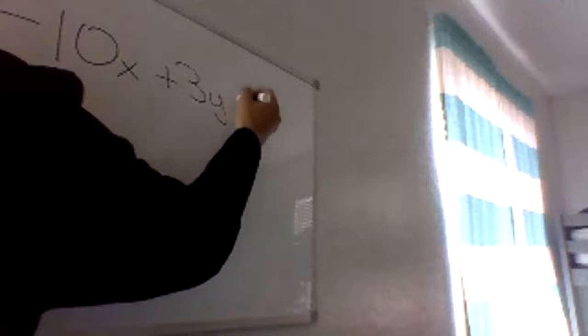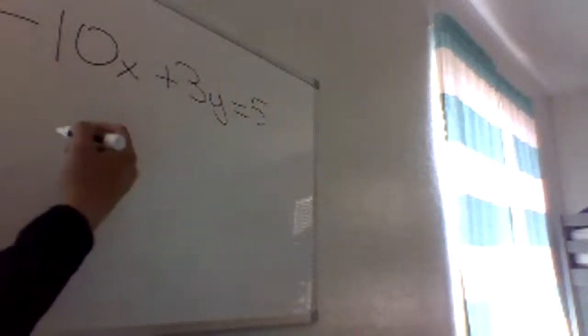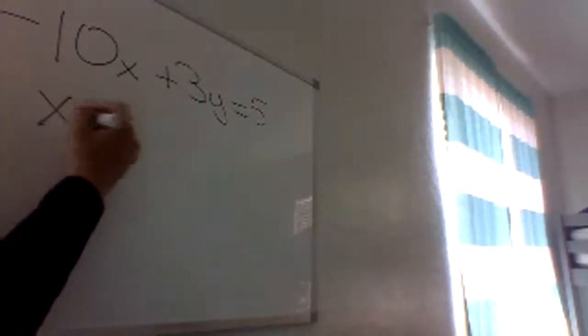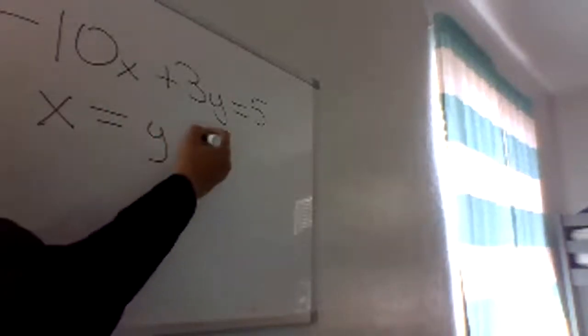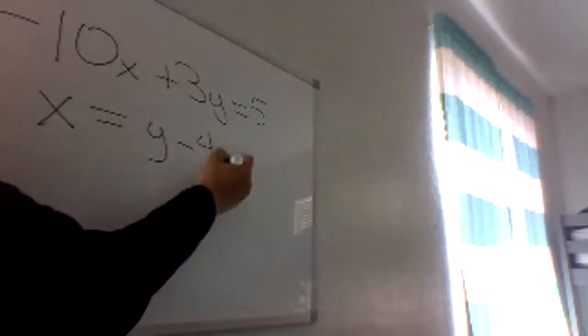So this is going to be negative 10x plus 3y equals 5. X equals y minus 4.